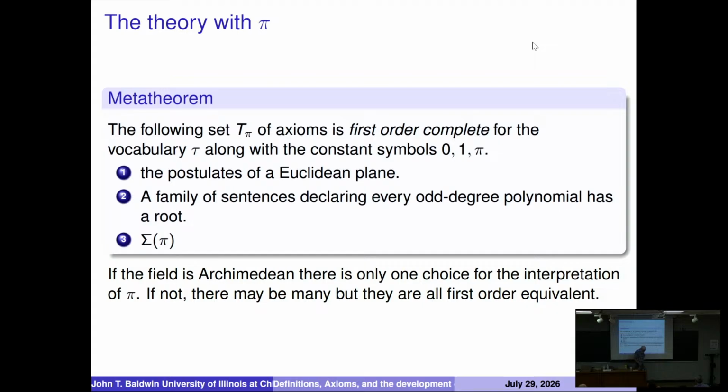And so a theory that I think one might argue is what Euclid was actually thinking about is, well, first I want to say, this is just getting pi. You take the postulates of a Euclidean plane, you take a family of sentences declaring every odd degree polynomial has a root. Because the algebraic things, I don't know, maybe he only wants constructible. So whether it's exactly Euclid, if I really want to make an argument about the historicity of Euclid, I might want to weaken this statement. But this is just for pi.